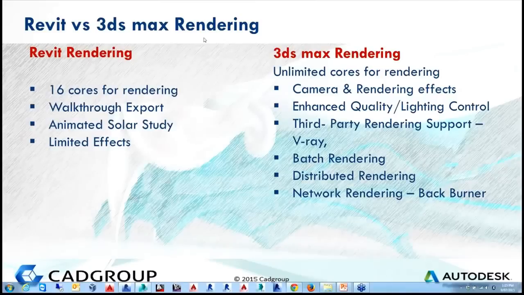Whereas if I compare the other side, in 3dsmax we can use unlimited cores for rendering. We have quite a number of camera and rendering effects. There is a bit of enhancement in quality and lighting settings. There is also some third-party rendering support available for 3dsmax. Examples are V-Ray or FinalRender, etc.